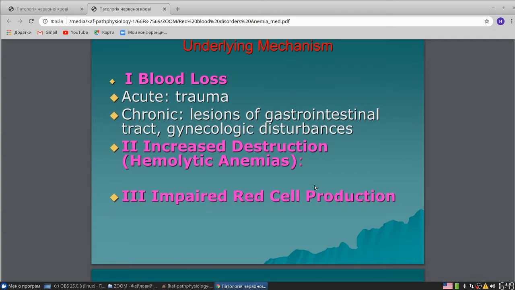It's leading from ulcer in the stomach or in the duodenum, in the gastrointestinal system, in hemorrhoidal bleedings, in some gynecological disturbances. Second one, anemia which can be present in increased destruction of erythrocytes, is hemolytic anemia. And the third type is the development due to impaired red blood cell production.